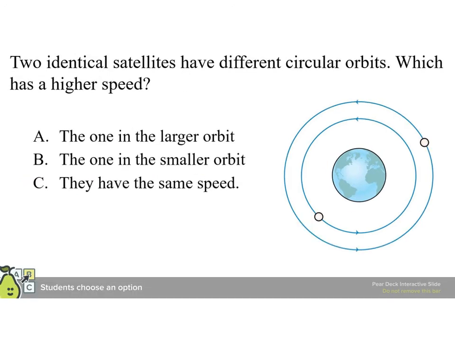Two identical satellites have different circular orbits. Which one has the higher speed? The one in the larger orbit, the one in the smaller orbit, or they have the same? And again, v is root GM over r. So as r gets bigger, the denominator gets smaller, so v gets smaller. The one in the larger orbit is slower, or the one in the smaller orbit is faster.